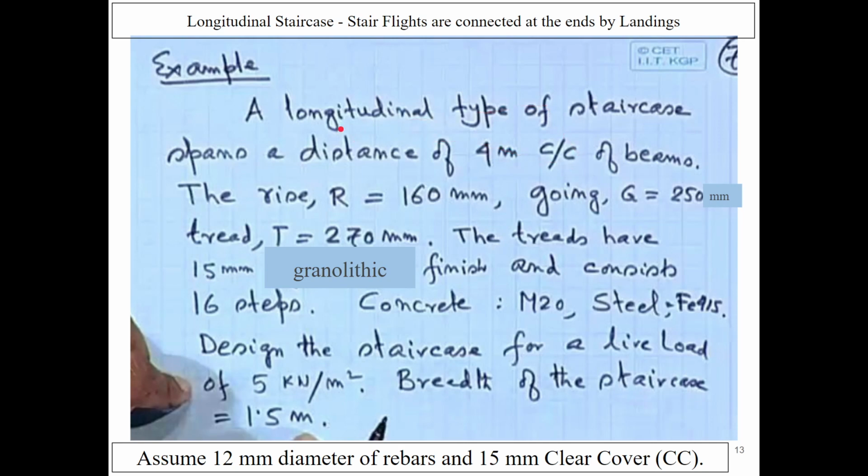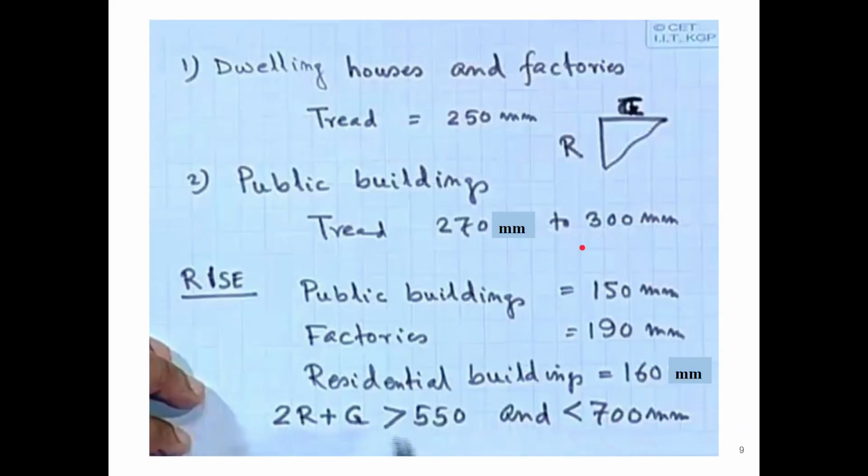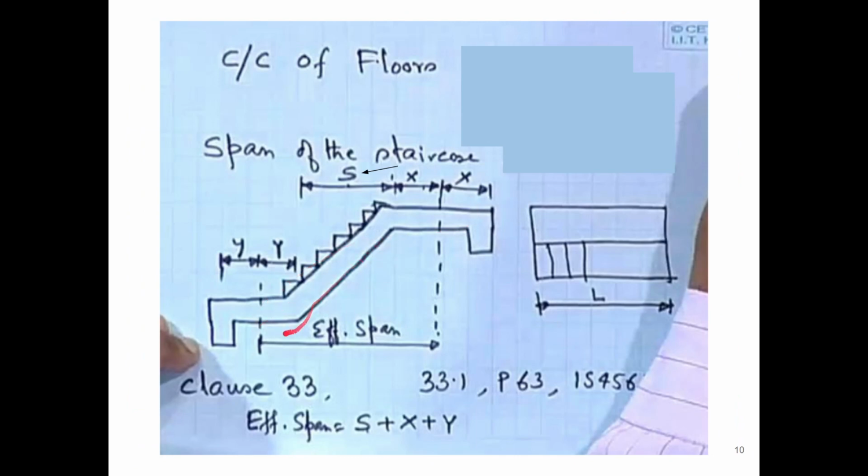Okay, so this, whatever we have studied now, for example this, is a longitudinal staircase because it is connected at the ends through the landing area, right? In a transverse staircase there will be no landing, there will be only a wall. The staircase will be connected through the wall, so the stair will basically be a cantilever, we can say, right?